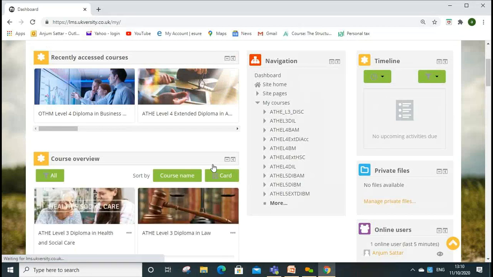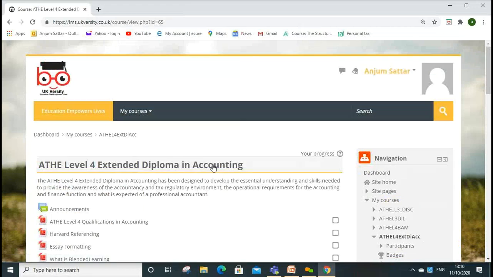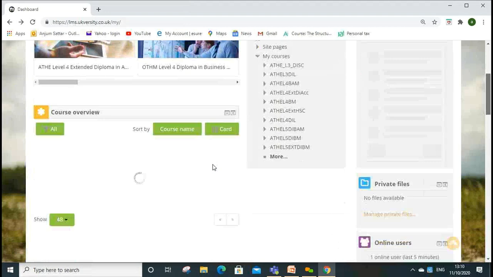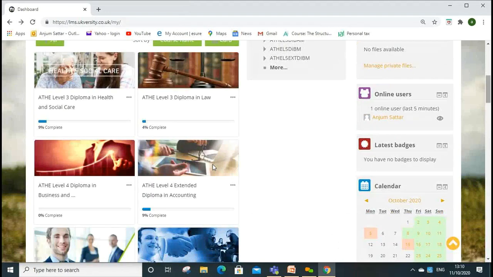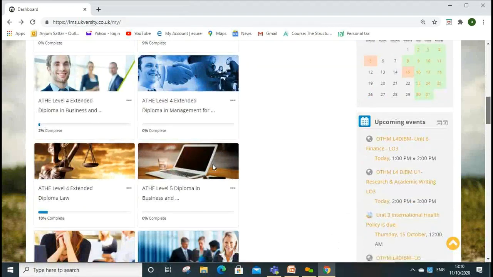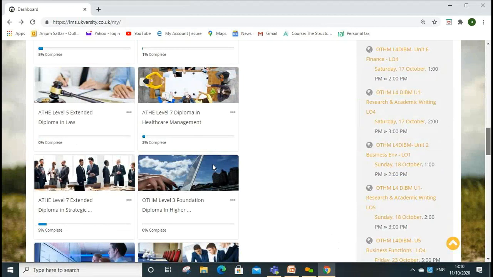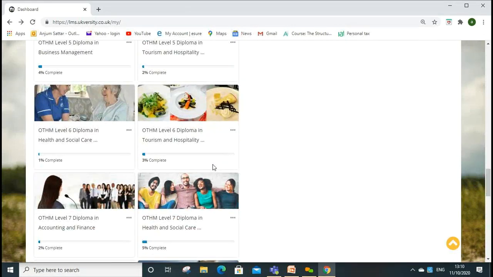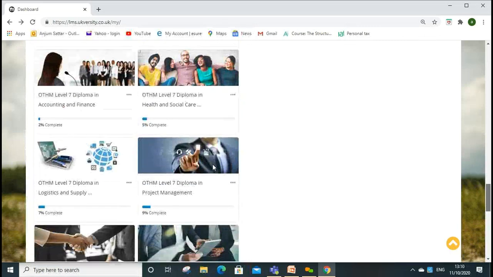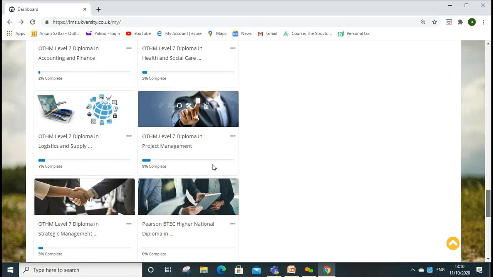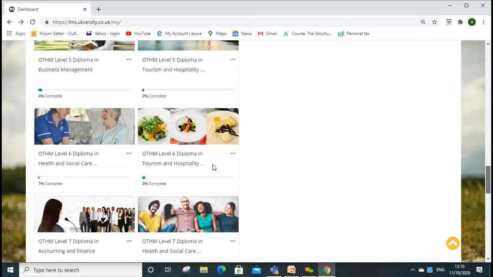So we're doing a diploma in accounting, and we're doing the OTHM level 4 diploma in business management. Yes, diploma in accounting, diploma in business management, and we're doing OTHM level 4.